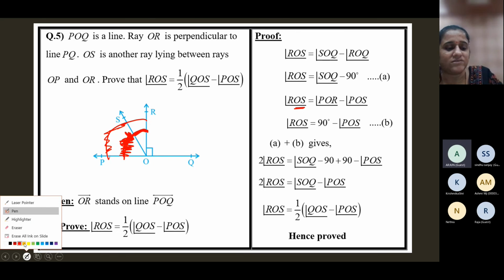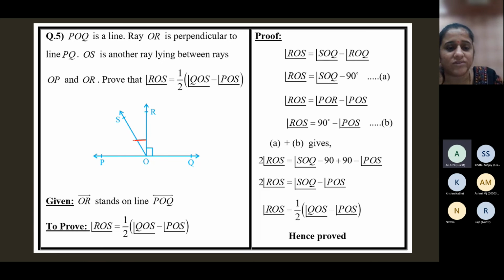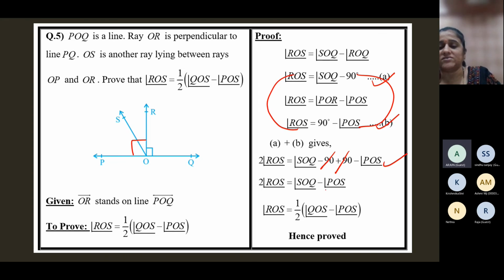But we know that POR is 90. So you get 90 minus POS. So like this, we have expressed ROS in two different ways. Now we'll add both the equations, adding the LHS and LHS, RHS and RHS. This is what you get. 90 gets cancelled. So SOQ minus POS, 2 by 1 becomes 1 by 2 on the other side. And hence we get the result.